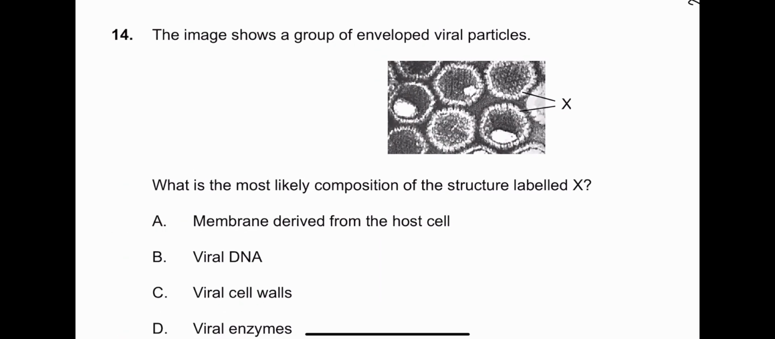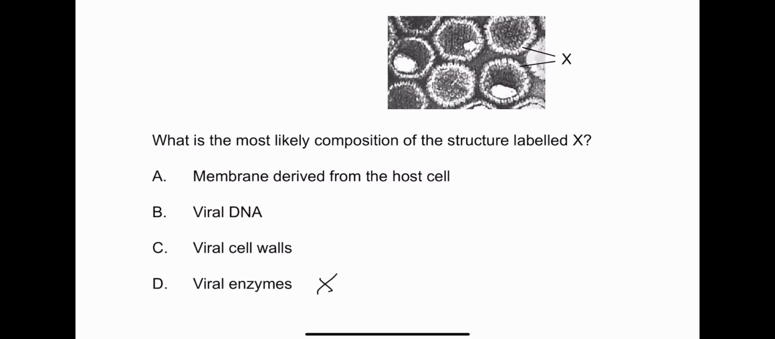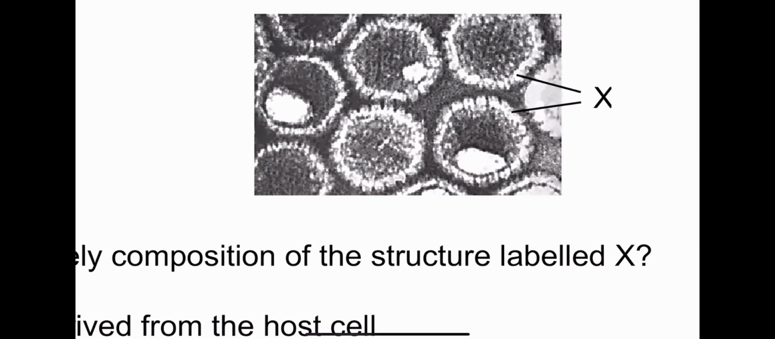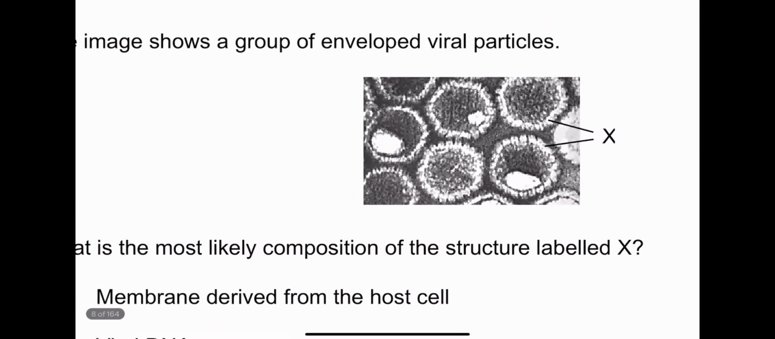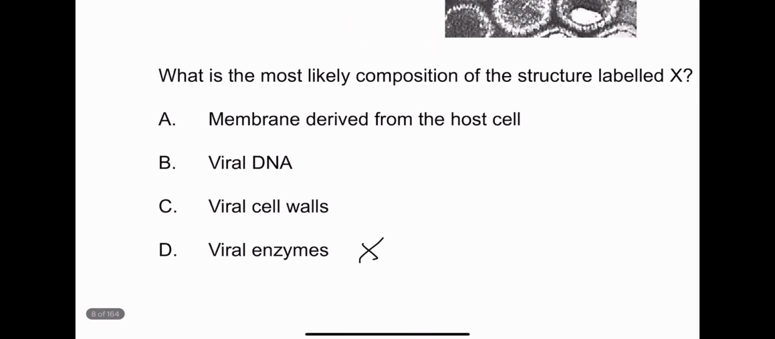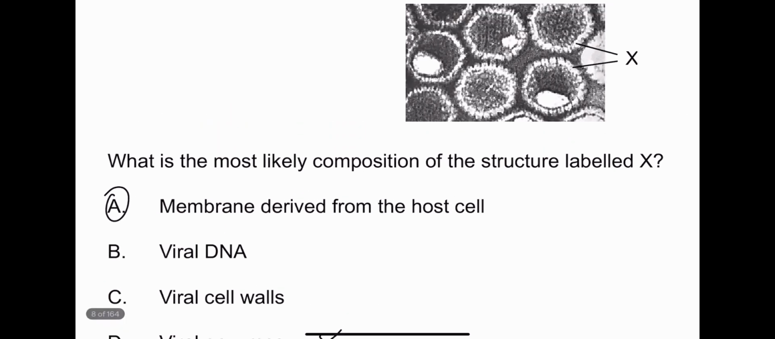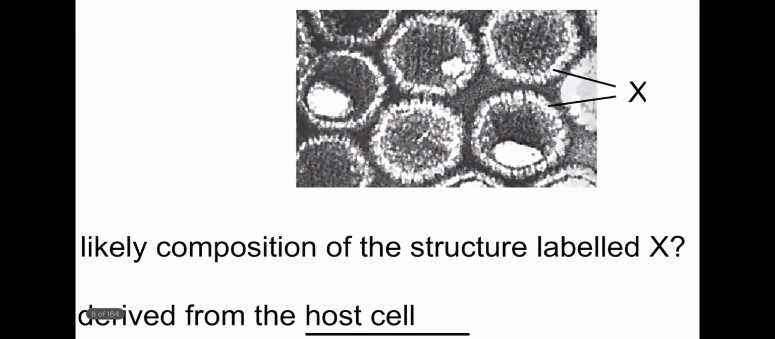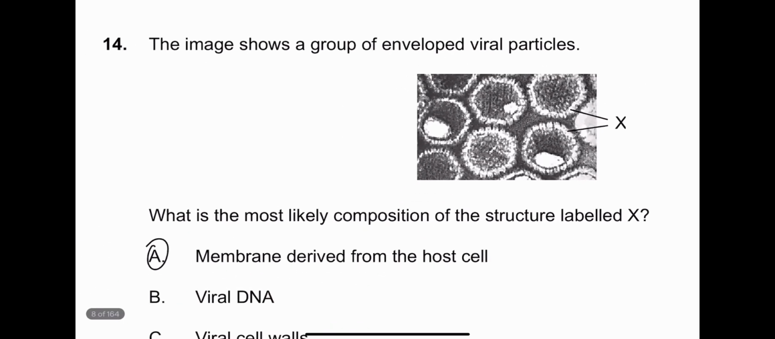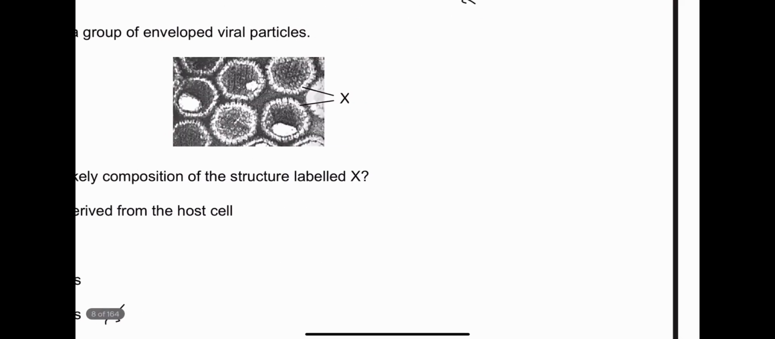Yeah, I mean, look, it's enveloped viral particles. It looks likely to just be the membrane of the host cell. In terms of viral enzymes, the structure is shaped as a membrane around. It seems to be a membrane derived from the host cell. You can tell it's not DNA or enzymes. I'm just thinking if it might be viral cell walls, but just the way they're arranged, the shape, it seems to be a membrane derived from the host cell, which actually makes a lot of sense.